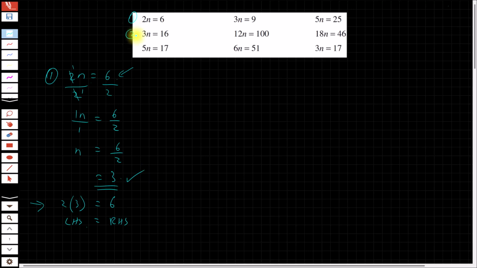Let's do number 2. 3n equals 16. Once again, we need to get rid of that 3, so we divide the left hand side by 3 and the right hand side by 3. And 16 over 3, we can't simplify that any further, so that is the answer.